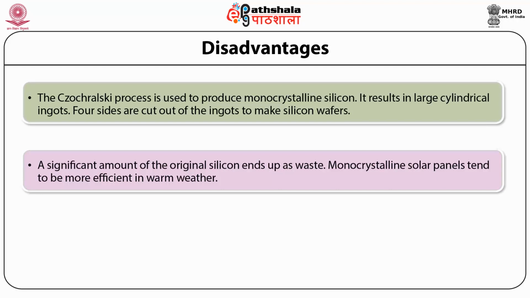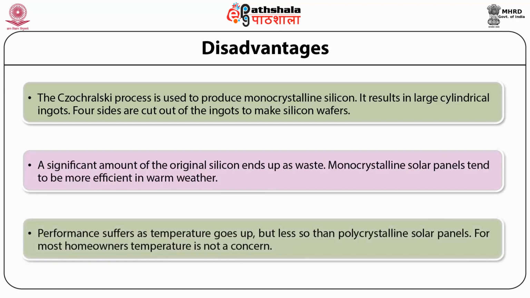The next disadvantage is that monocrystalline solar panels tend to be less efficient in warm weather. That is, their performance suffers as temperature goes up, but less so than polycrystalline solar panels. For most homeowners, temperature is not a concern.